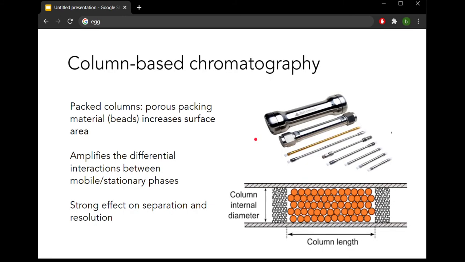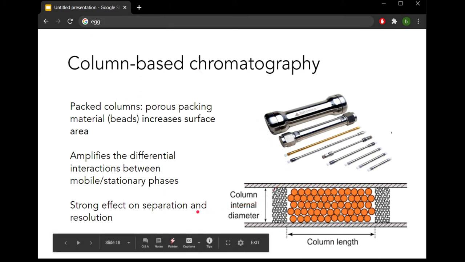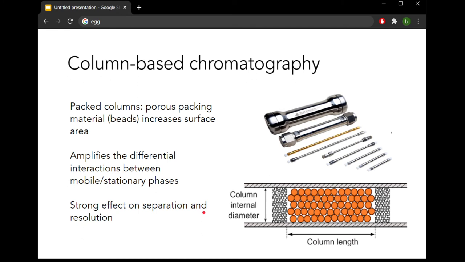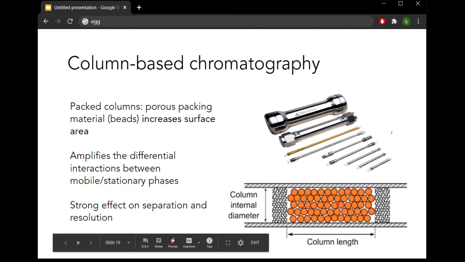So, now that we've looked at chromatography on a surface, we can generalize this to a column. Instead of the stationary phase being just a single coated plate, we can have all these tiny beads inside our column as the stationary phase. One advantage of a packed column like this is that it increases the surface area. It's very dense packing material, so because there are so many beads inside our column, we have a lot of surface area for interactions to happen. So this actually amplifies the separation.